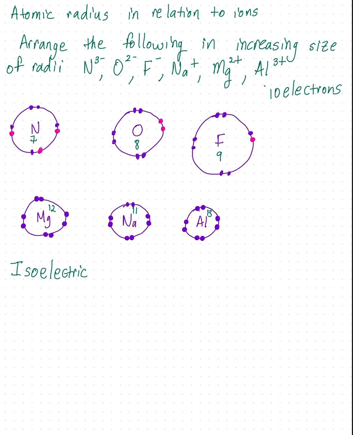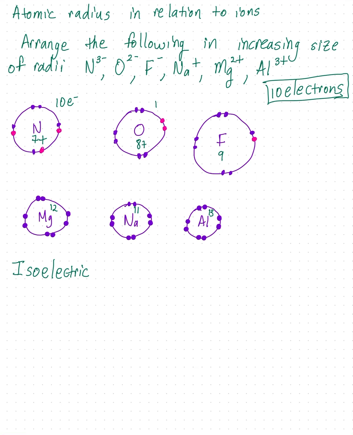Now, remember that positive and negative attract, and you have 7 positive charges in nitrogen, but you have 10 electrons, and that's how I'm going to shorthand the electrons. And you have 8 positive, 10 electrons, 9 positive, 10 electrons. I know this is a bit redundant, but hopefully this will kind of make sense after the redundancy.